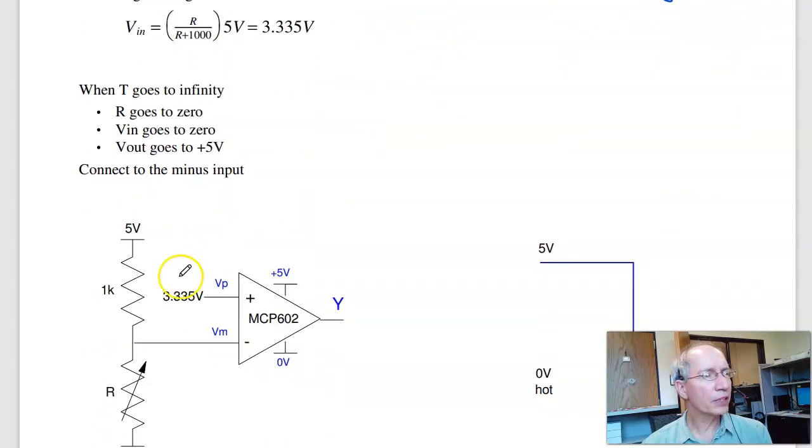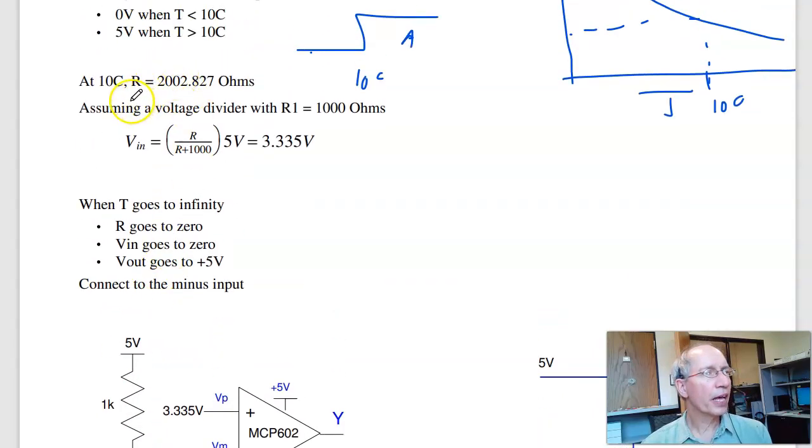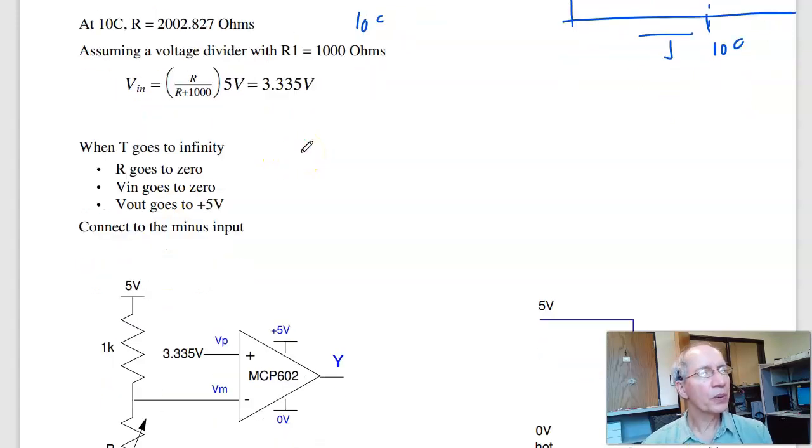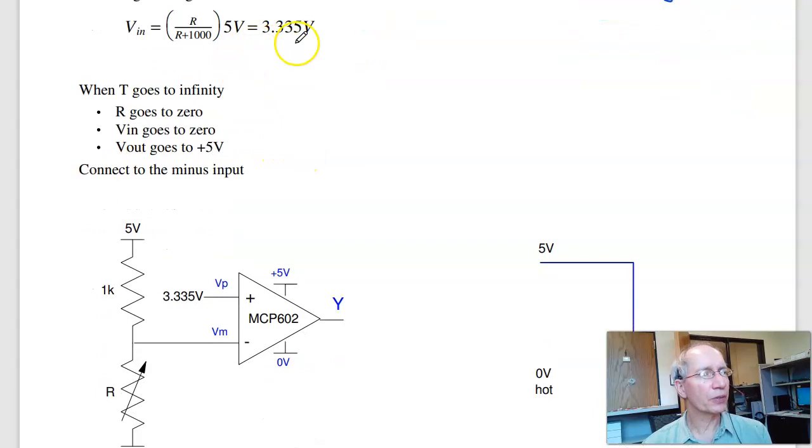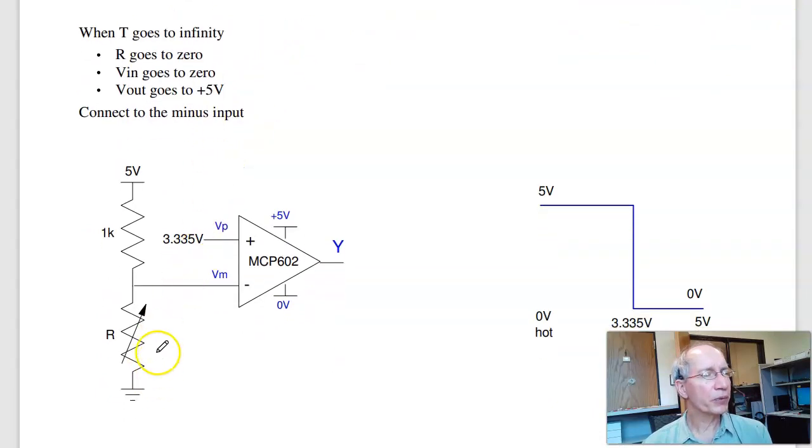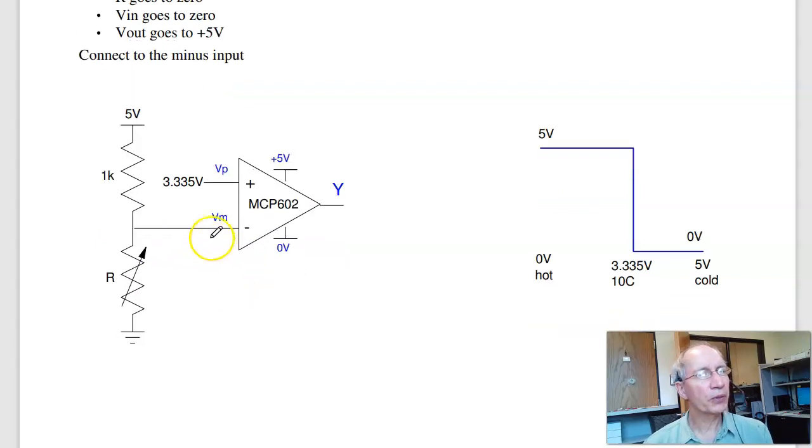So first thing I do, let's assume a voltage divider, convert resistance to voltage. If I assume a 1K resistor, at 10C, the resistance is 2002 ohms, the voltage is 3.335 volts. So I want to turn on and off at 3.335 volts. As temperature gets really, really hot, R goes to 0, voltage goes to 0. So to be on when it's hot, I connect to the minus input. And the on temperature is 3.335 volts.